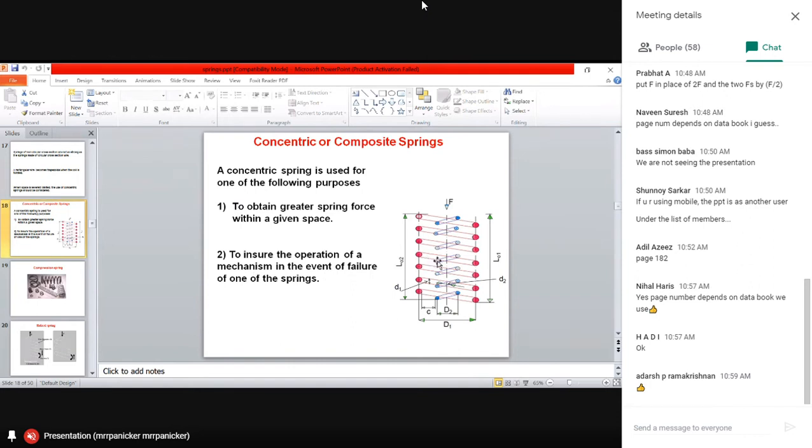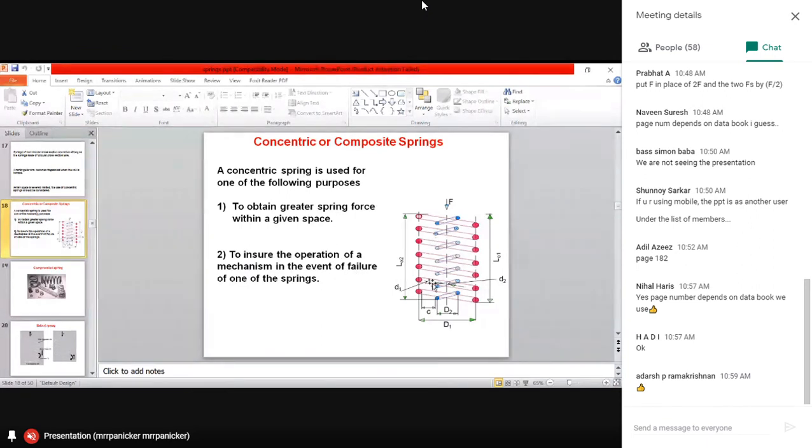This is particularly used in many applications where the operation mechanism will have to run in the event of failure of one of the springs. It will guarantee that if one of the springs fails, the mechanism will still operate. Particularly in aircraft, you know that if one component is lost, the mechanism has to operate. Under those conditions, this type of spring can be used.